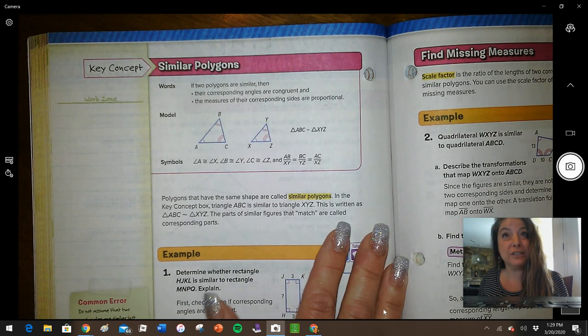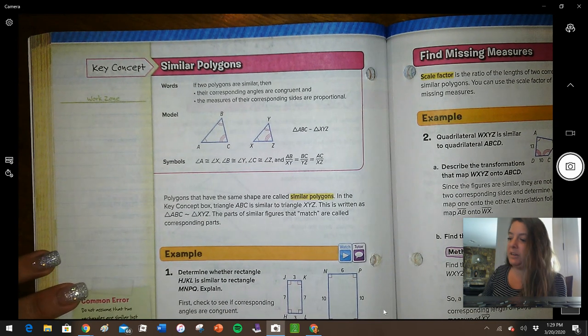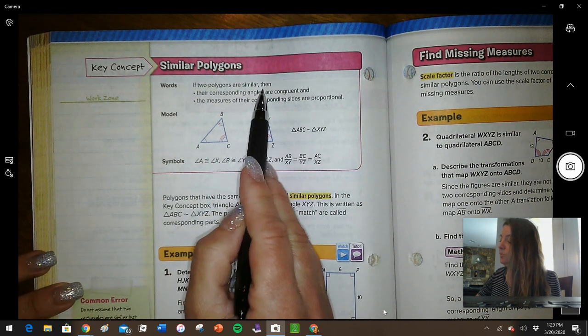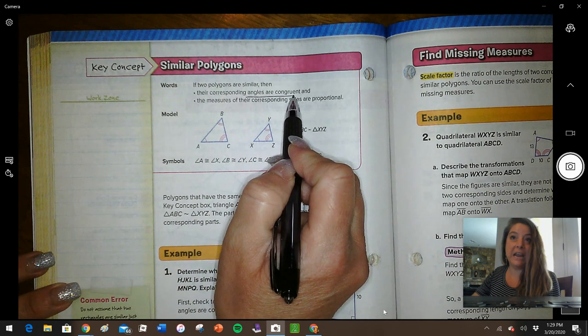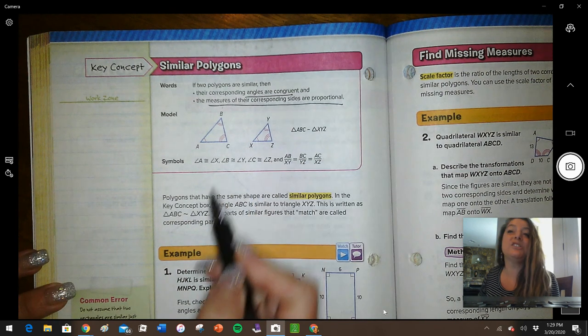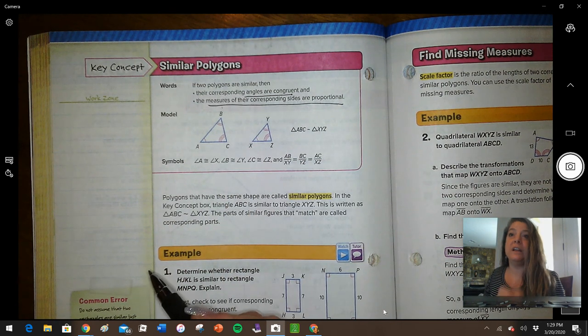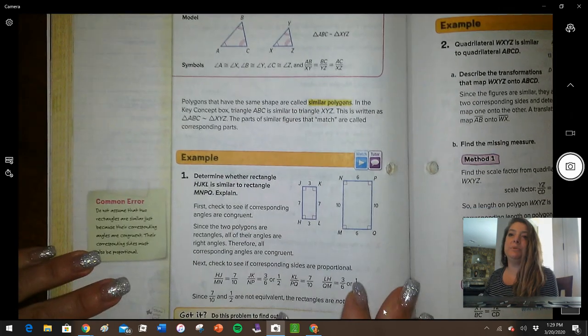So if you watched the video yesterday, then you know a little bit about similar figures. And yesterday we put in our notes these two things. If two polygons are similar, then their corresponding angles are the same, but the measures of their corresponding sides are going to be proportional this time. So that means you make a fraction. So let's go look at example number 1.